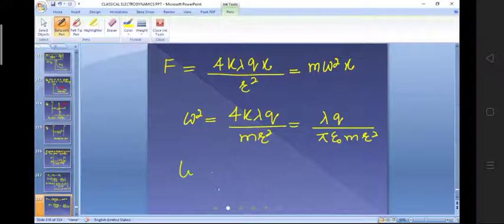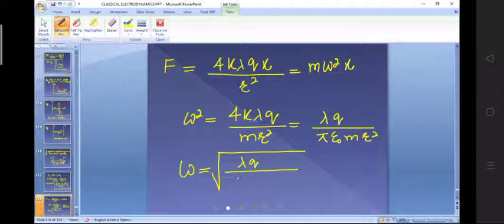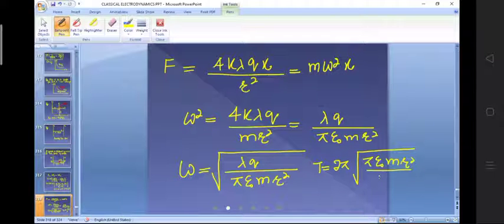Then finally we can calculate the value of omega. Omega will be equal to the square root of lambda multiplied by q divided by pi into epsilon naught multiplied by m into r square. So this is the omega. And then if you want to calculate the time period, it will be equal to 2 pi by omega, the reciprocal of this, so it will be equal to the square root of pi epsilon naught multiplied by m r square divided by lambda into q. This example can be asked in competitive exams, that's why I showed this example here. I'm sure you have understood this well. This example is now crystal clear to you, I think.